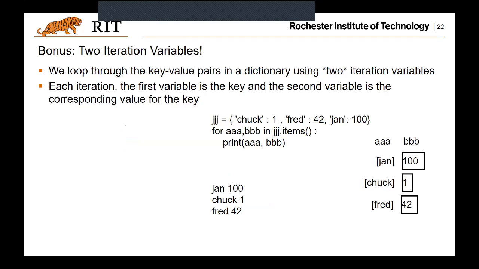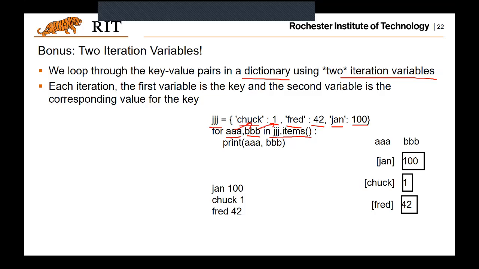So we can also loop through this kind of dictionary using two iteration variables in a for loop, right? So let's say you have a dictionary with three pairs of key and values, right? Chalk with value 1, Fred with value 42, Jane with value 100. And there are two iteration variables. One is this AAA, which will be used to get the keys, and BBB is used to get the value associated with the key.